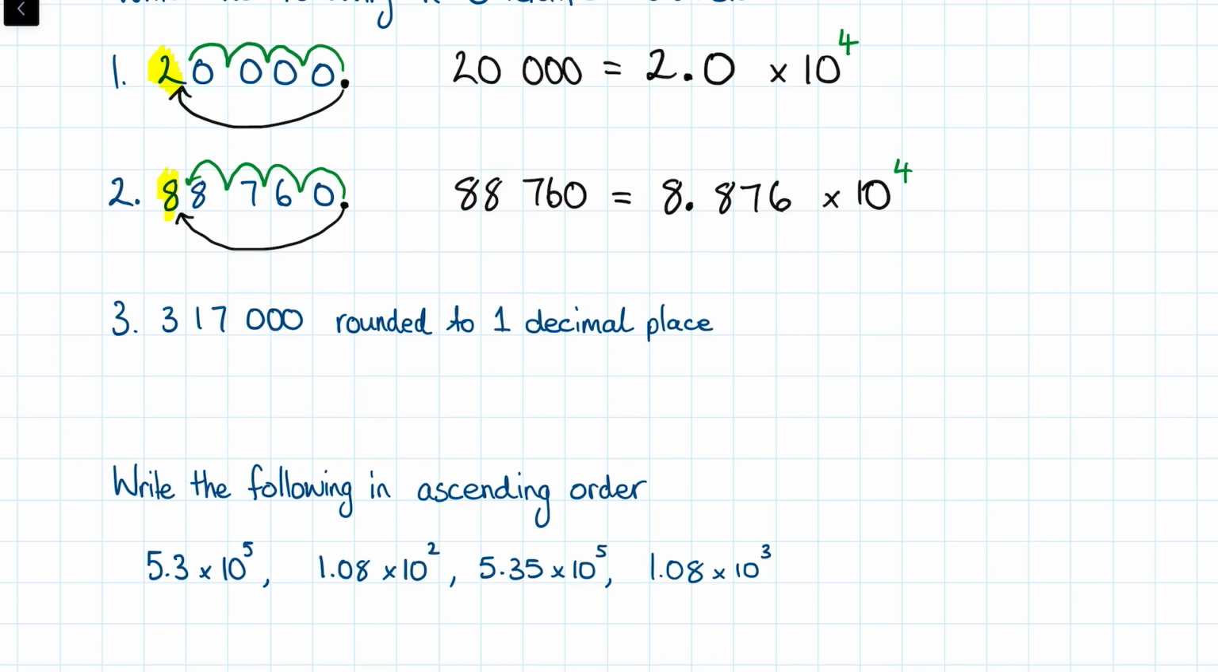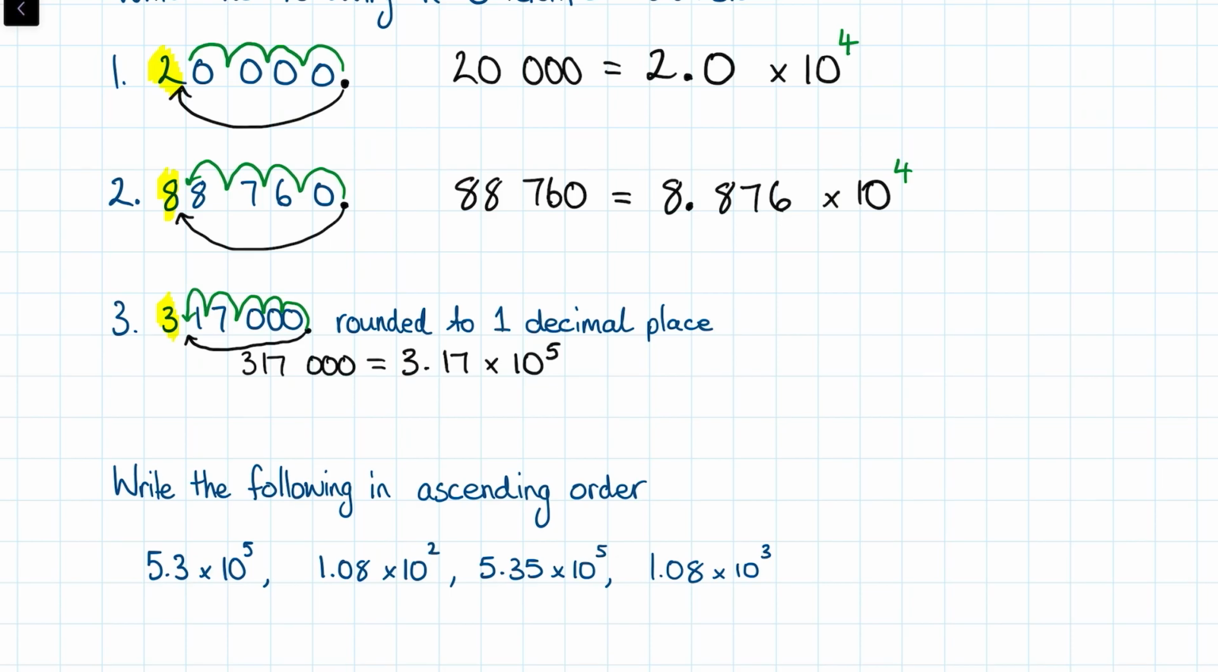This example here, number 3, we're going to have 317,000 is going to equal, identify the first non-zero digit. Remember the decimal is going to move there. And now we need to count. 1, 2, 3, 4, 5. So we're going to write this one as 3.17 times 10 to the power of 5.